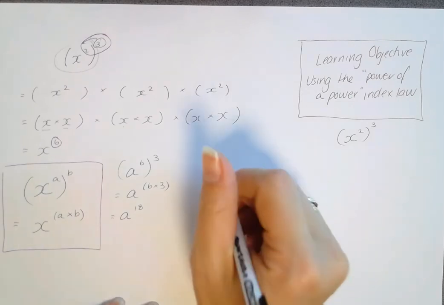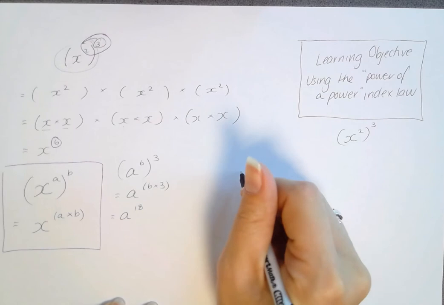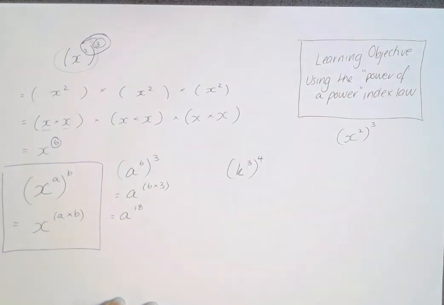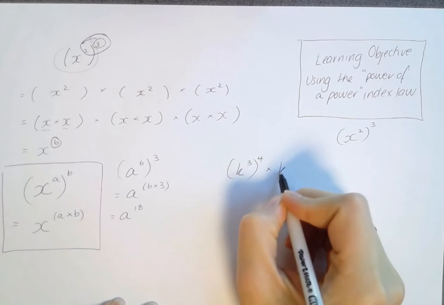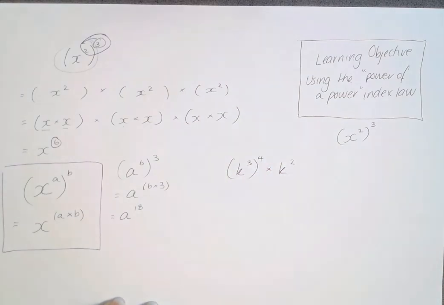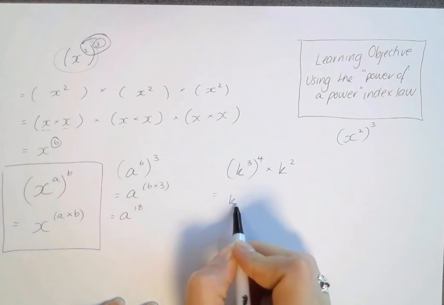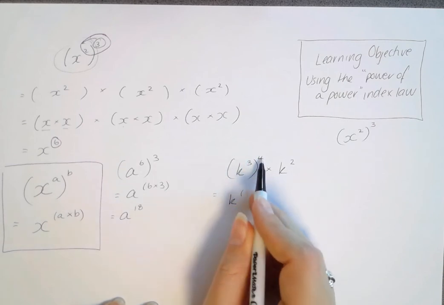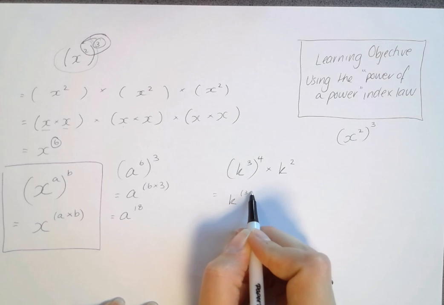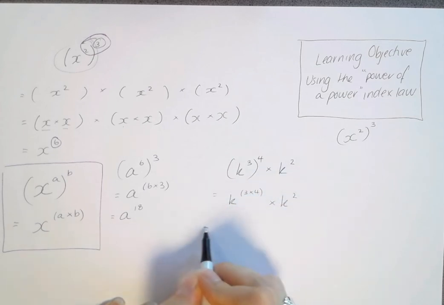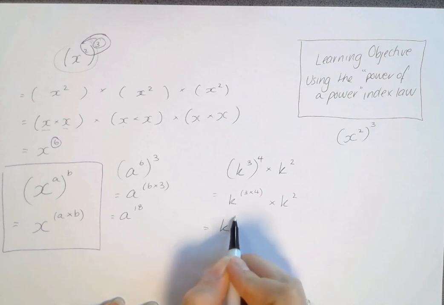Let's do a trickier one with a couple more steps. Let's say we've got k to the power of 3 and 4 is on the outside, so there's our power of a power, and later on we're going to multiply that again by another term with a k in it. Let's go. Let's start by first sorting out this part. So k to the power of 3 all to the power of 4 is going to be k to the power of 3 times 4, and we've still got this k squared on the end. So 3 times 4 is going to be 12. We've still got this k squared.